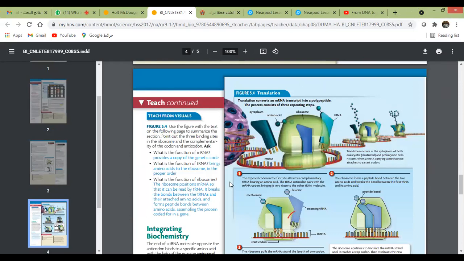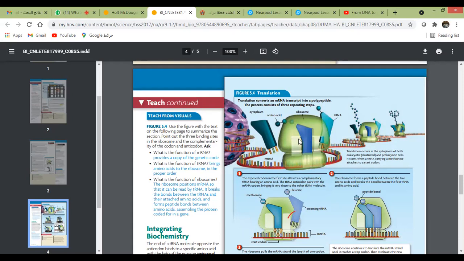Okay. So, step number 1. The exposed codon in the first site attracts a complementary tRNA bearing an amino acid. It carries the amino acid with it, and it will attach to the complementary mRNA here. The tRNA anticodon pairs with the mRNA codon, bringing it very close to the other tRNA. One comes near to the first one.